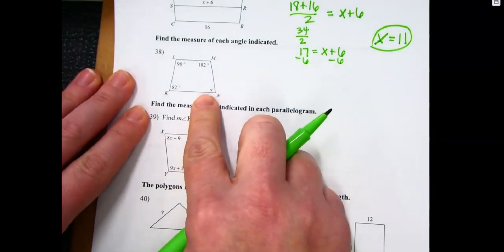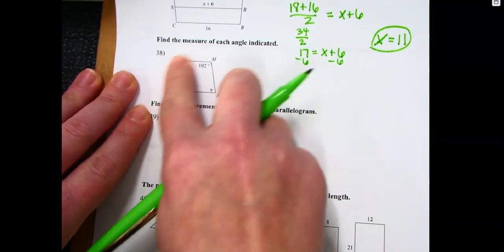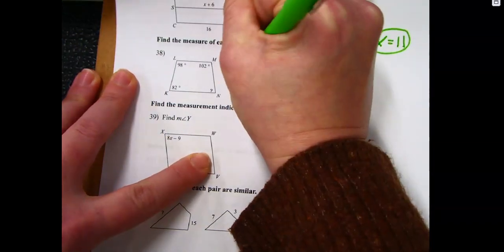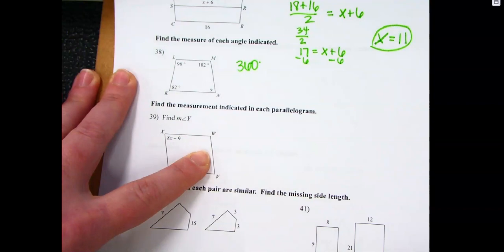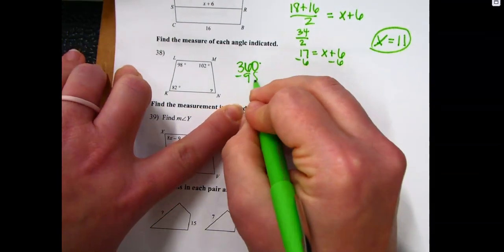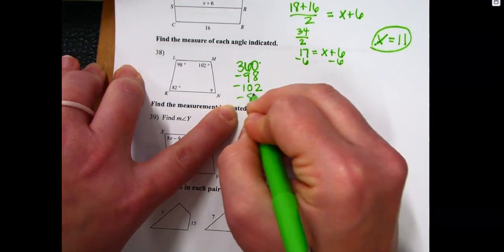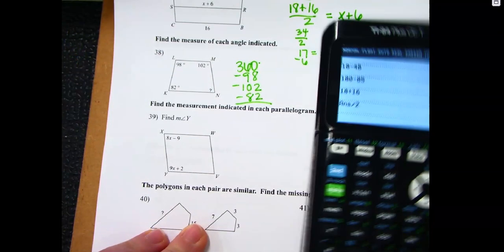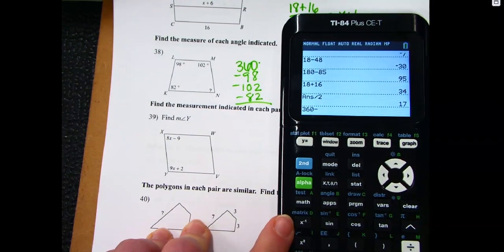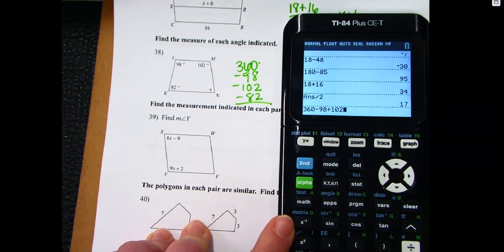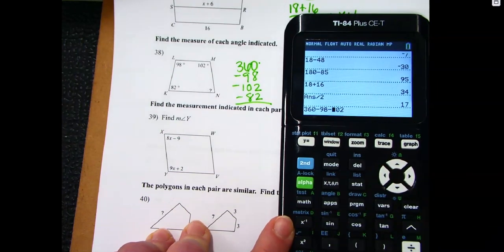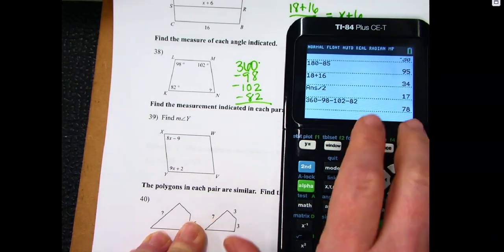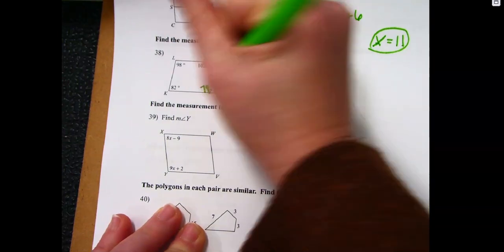All right, so then on number 38, you're dealing with a quadrilateral. So you know the sum of the entire quadrilateral is 360 degrees. That's the entire thing. So basically you just need to subtract out each of the given angles so that you can get that. So I'm going to do 360 minus 98 minus 102. Whoops, I didn't do minus, I did plus. Minus 102 minus 82. And that's going to leave me with 78. So that is going to be 78 degrees.